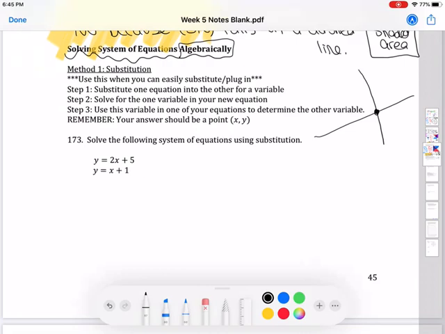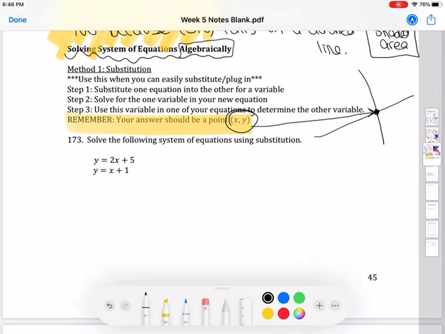To solve something algebraically means you're literally just going to do some algebra, and you're going to end up with the same answer. So there's two different methods for how you can solve a system of equations algebraically, but ultimately, you're going to end up with the same kind of answer. So I'm going to jump to this because it is so crucial that you know this. Remember that your answer should be a point. Your point is the answer to your system of equations, or in other words, that intersection point. So you always want your answer to be in the x comma y format.